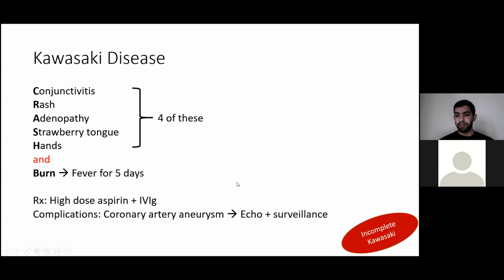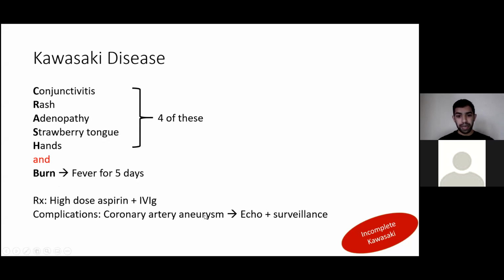So you might see some people say somebody has incomplete Kawasaki if they match most but not all the criteria here. And that's something you might come across on the wards when you discuss things with your consultants. Now, the treatment for Kawasaki disease is high-dose aspirin and IVIG. Okay. And one of the main complications we watch out for is coronary artery aneurysms.